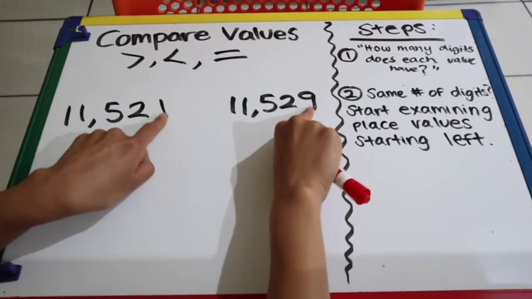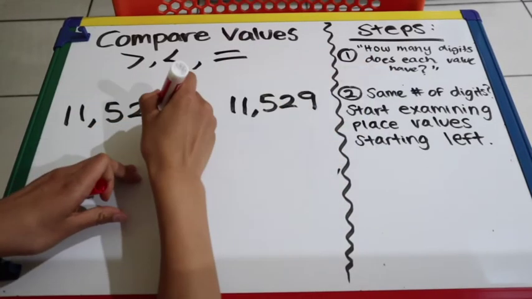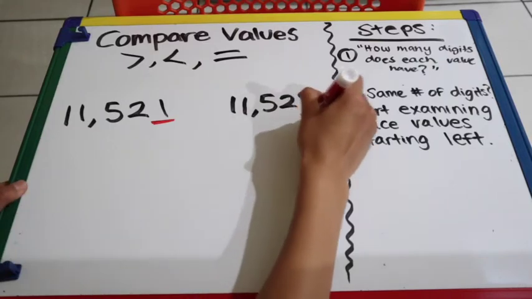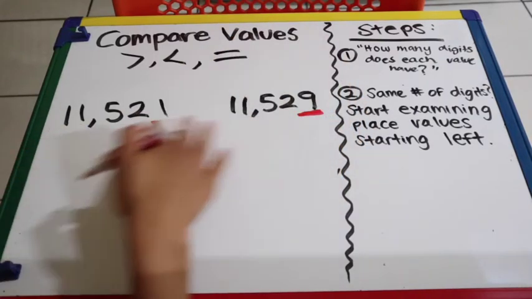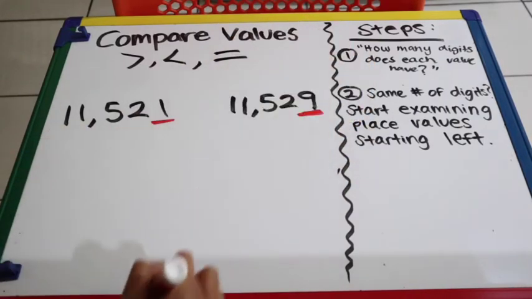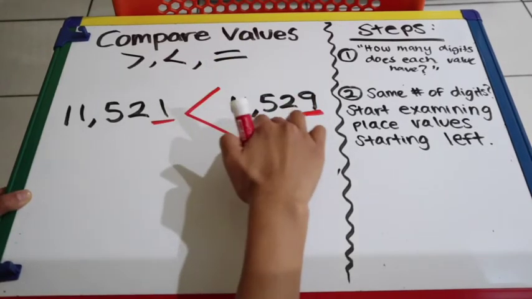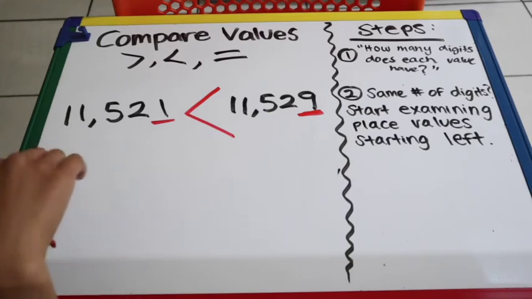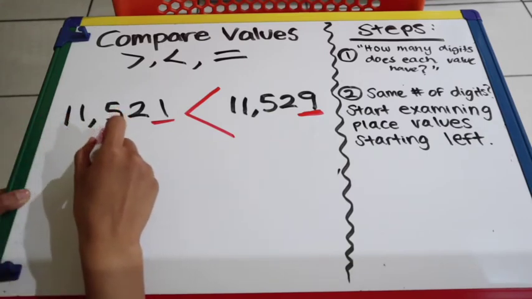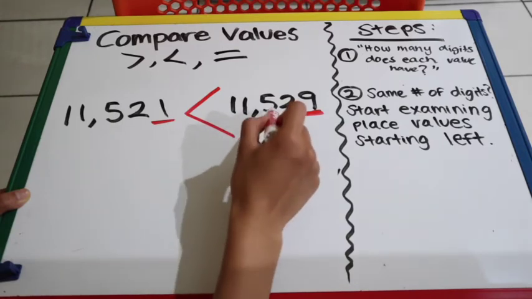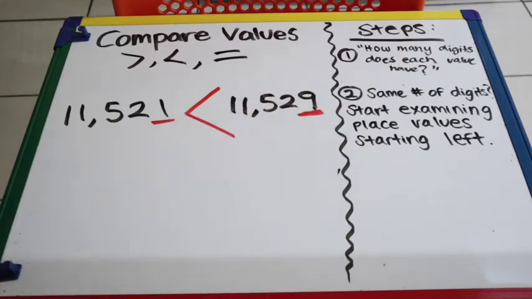Uh-oh, we have different numbers. We have a 1 on this value and a 9 in this value. Well, which number is greater? 9. Awesome. So that means this value is greater than this value. So 11,521 is less than 11,529.